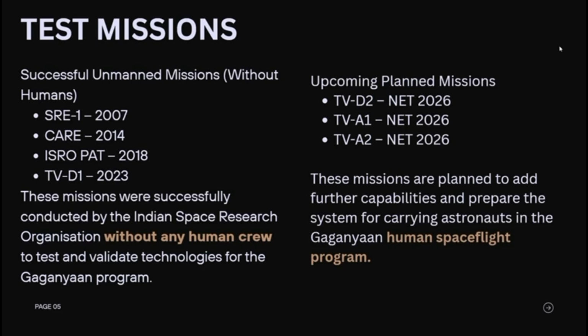Now, unlike unmanned missions which are controlled automatically without humans inside, Gaganyaan carries astronauts, so we can't afford communication loss even for a short time. That's why systems like IDRSS become very important. And these are the unmanned missions which were successfully conducted by ISRO, and these are the upcoming manned missions, TV-D1, TV-D2.